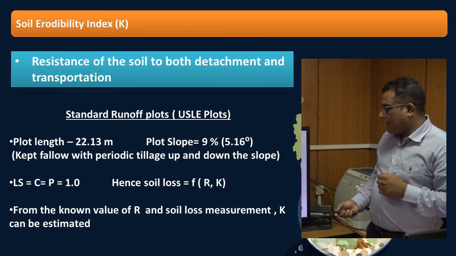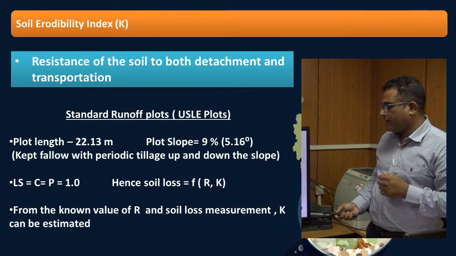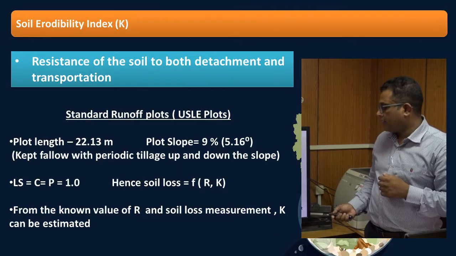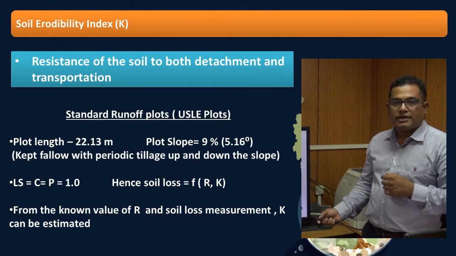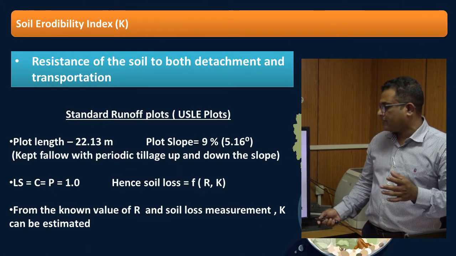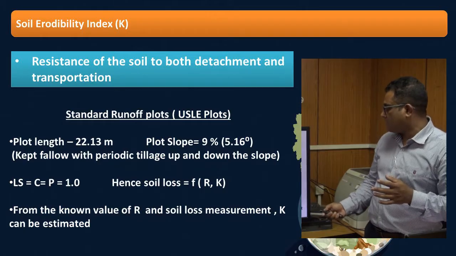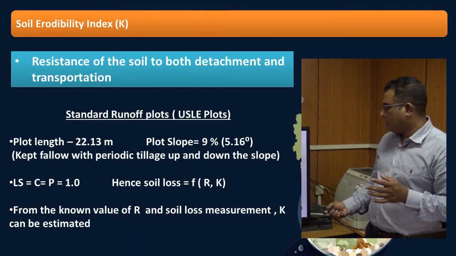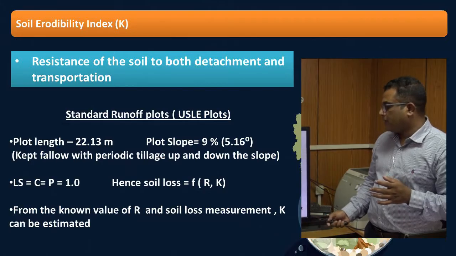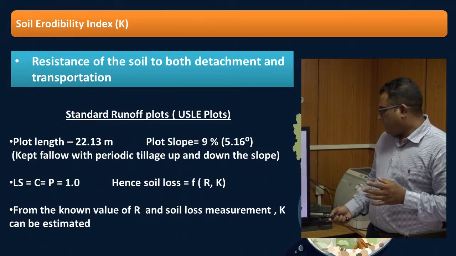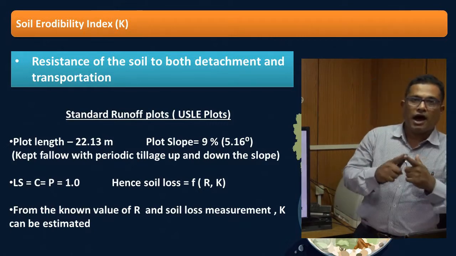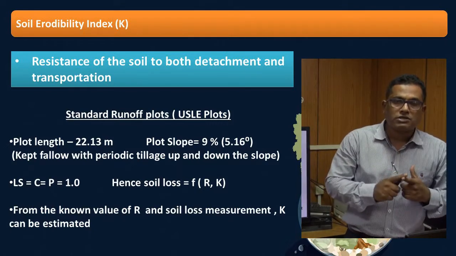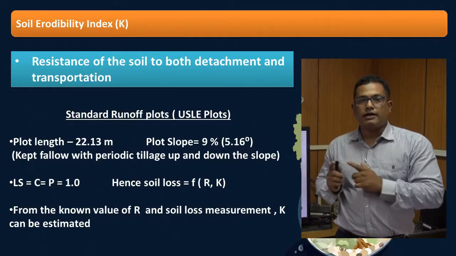And here the LS, C and P is kept at 1, that is maximum possibility of erosion. C, that means there is no crop cover. P, there is no conservation practices. And LS, you know, this combined effect of plot length and land slope, this factor can be determined through a table. Here, therefore, the soil loss in this case is a function of only R and K, that is rainfall erosivity and soil erodibility.